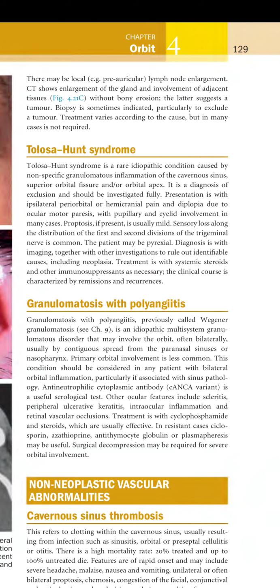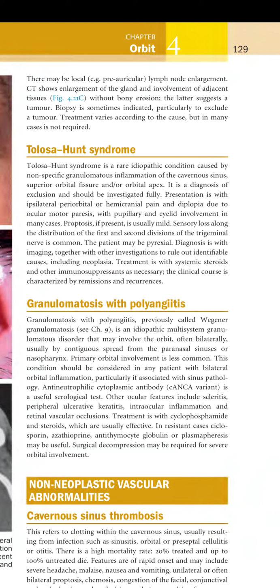Presentation is with ipsilateral periorbital or hemicranial pain and diplopia due to oculomotor paresis, with pupillary and eyelid involvement in many cases. Proptosis, if present, is usually mild. Sensory loss along the distribution of the first and second division of the trigeminal nerve is common. The patient may be pyrexial. Diagnosis is with imaging together with other investigations to rule out identifiable causes, including neoplasia. Treatment is with systemic steroids and other immunosuppressants as necessary. The clinical course is characterized by remissions and recurrences.